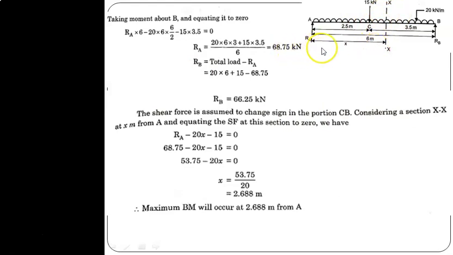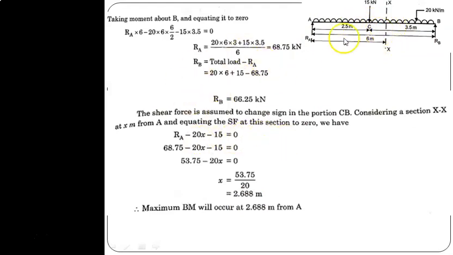With respect to the left support, let it be x, and therefore we just formulate the shear equation. This is the x, this is the left up Ra plus, and these are left down loads, therefore minus 20 into x. Up to this section there is downward UDL 20 into x, and there is a downward vertical force, and it is minus 15, which is equal to 0. Now x becomes 2.688 from A, so it is away from C. Definitely it is away from C.